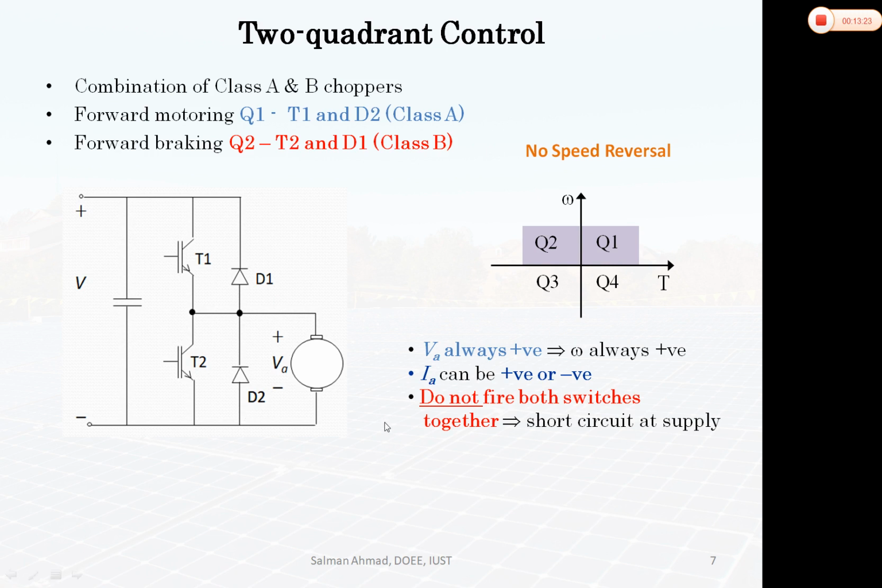Okay, so you can see VA is always positive, so speed is always positive. IA, the armature current direction, we can reverse. So one thing is there, we should not fire both these transistors, or both these control switches should not be fired at the same time, otherwise there will be a direct short circuit across the supply. Okay, so to avoid that, once the upper switch is on, the bottom switch must be off, and vice versa.